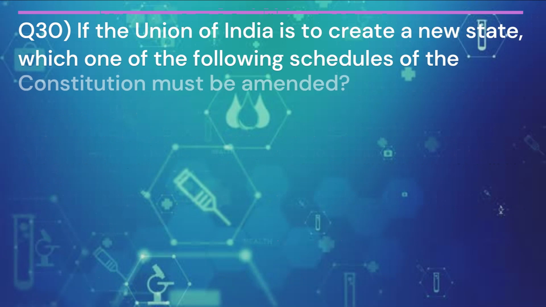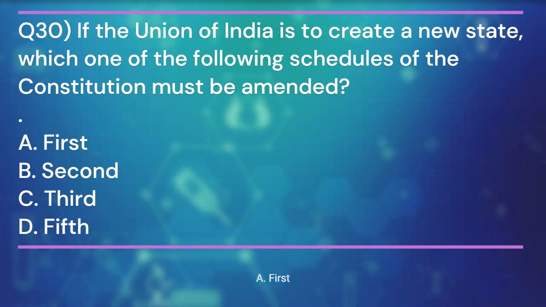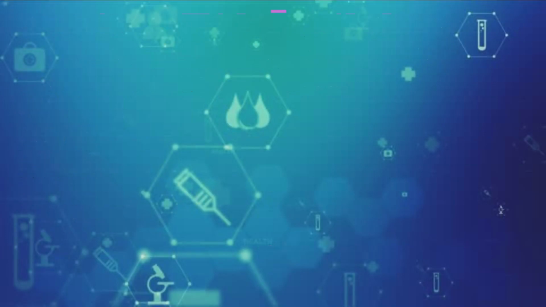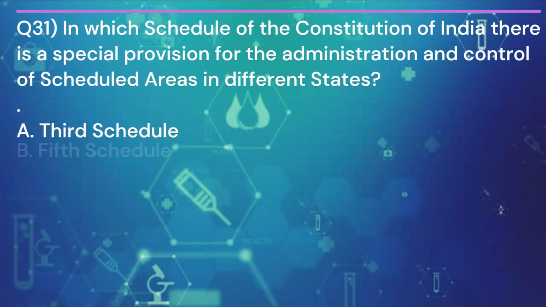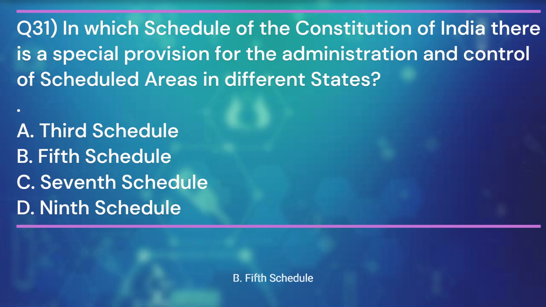Question 30. If the Union of India is to create a new state, which one of the following schedules of the Constitution must be amended? And the answer is A. First. Question 31. In which schedule of the Constitution of India there is a special provision for the administration and control of scheduled areas in different states? And the answer is B. Fifth schedule.